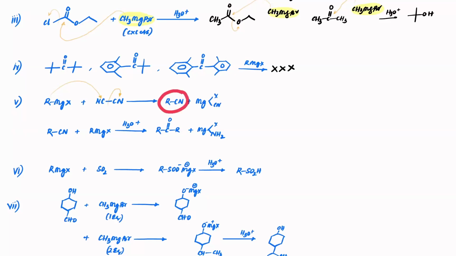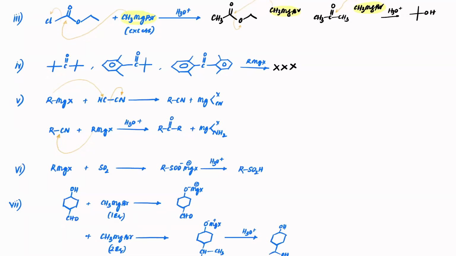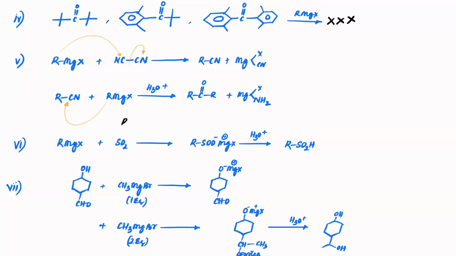And RCN, if the number of moles given is in excess, then this RMgX will again attack on the carbon here, correct? And that will convert this into RCR with double bond N minus MgX plus, and that on hydrolysis will give you a ketone. So you will end up with a ketone.